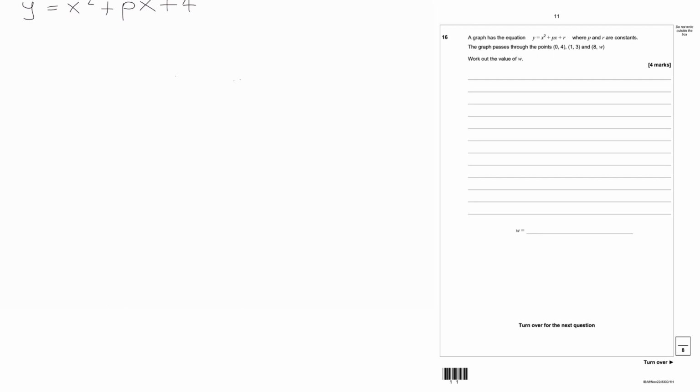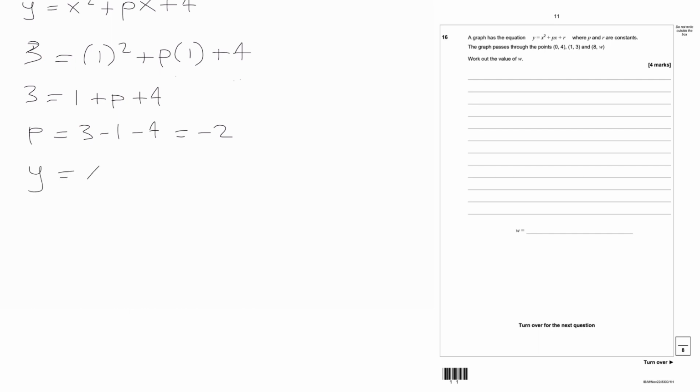So let's use the second coordinate that we're given, which is x equals 1, y equals 3. Plugging these values in, we have that 3 is equal to 1 squared plus 1 times p plus 4. Simplifying this, we get that 3 is equal to 1 plus p plus 4. Rearranging to find p, we have that p is equal to 3 minus 1 minus 4, which is minus 2. So now we can write out the equation of our quadratic, which is y equals x squared minus 2x plus 4.